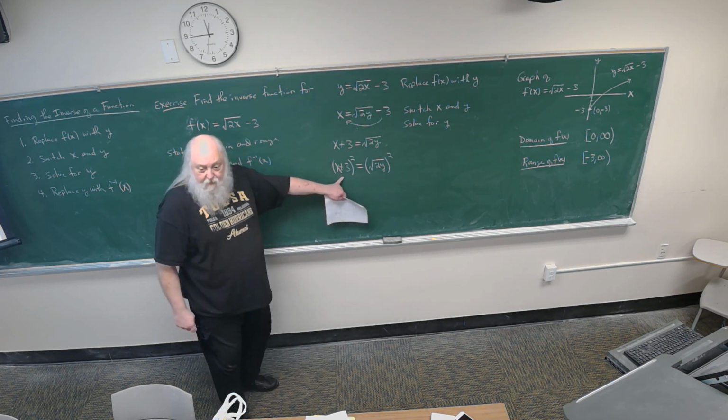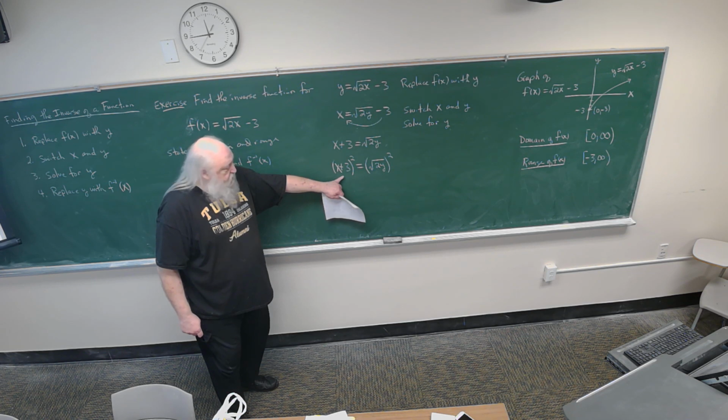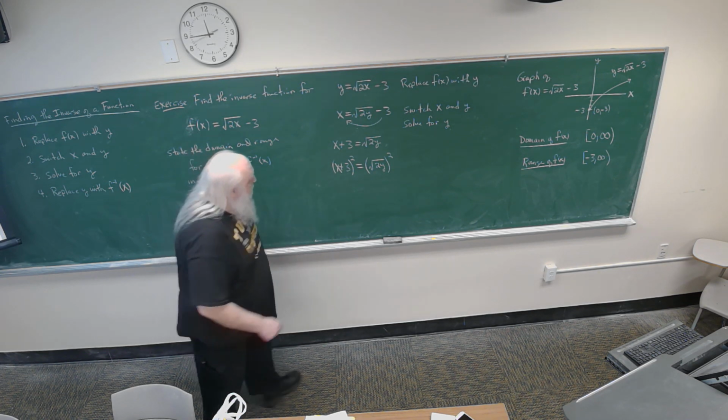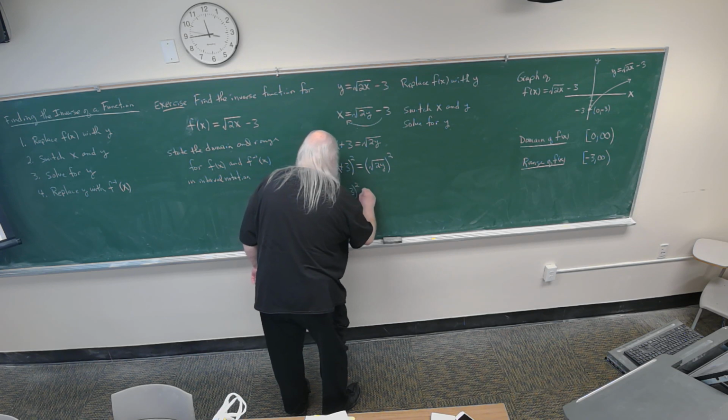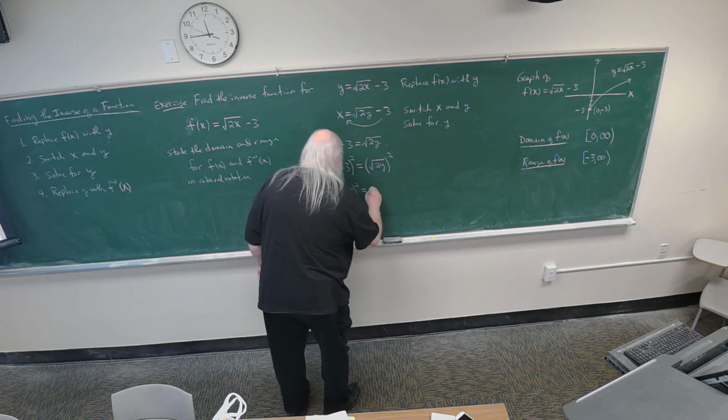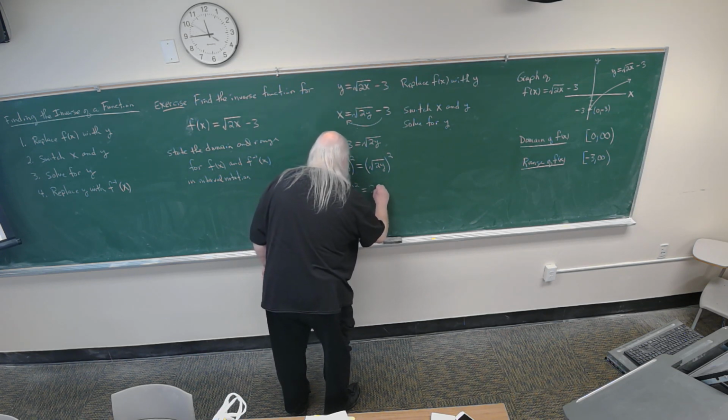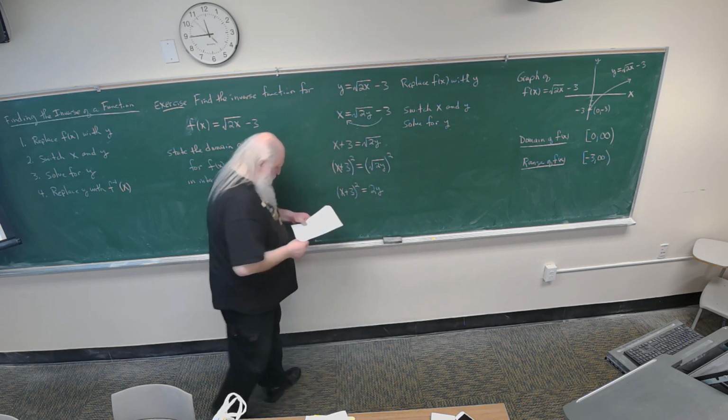You see this shaping up to be a quadratic, right? This is a horizontal shift of the squaring function, x squared. So we have x plus 3 squared on the left is equal to 2y on the right. Okay.